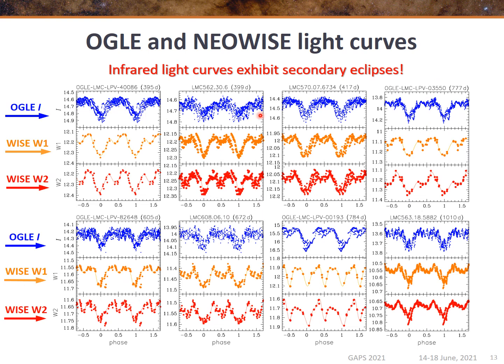And this is the result of our analysis. Light curves of 8 selected LSP variables. These blue points are optical OGLE light curves. These orange and red points are infrared NEOWISE light curves. The most striking feature that distinguishes infrared from optical light curves is the presence of the secondary minima that can be interpreted as secondary eclipses that are visible only in the infrared range.